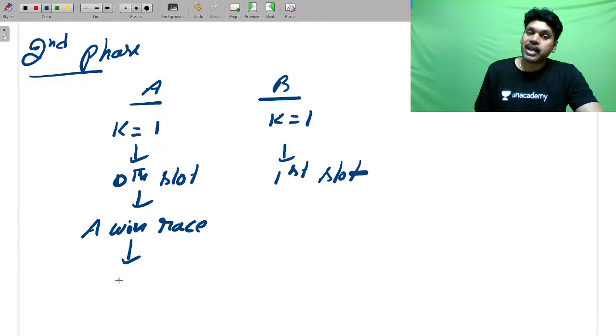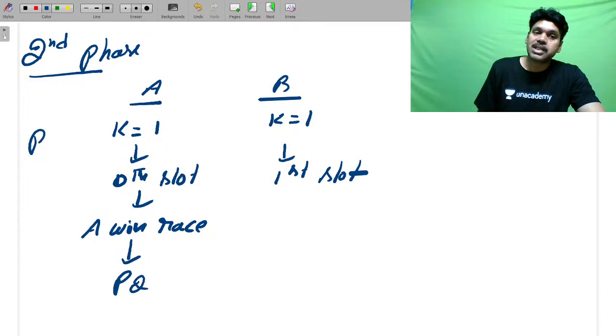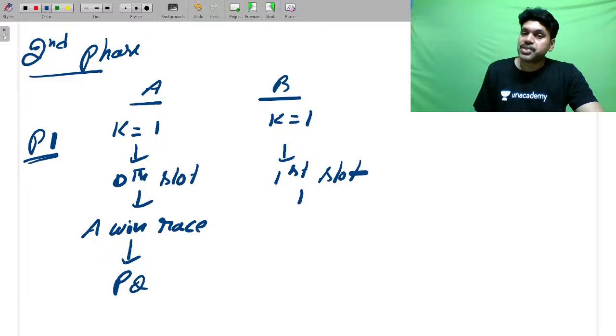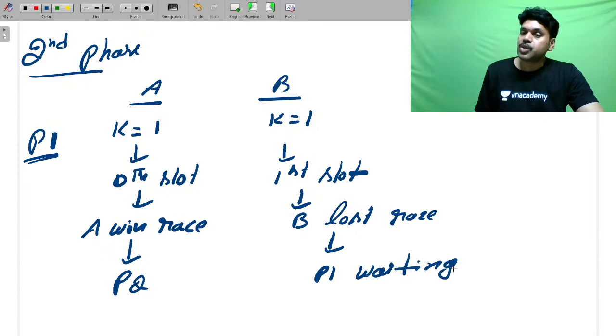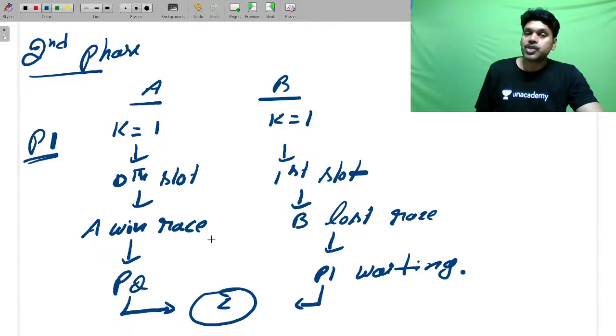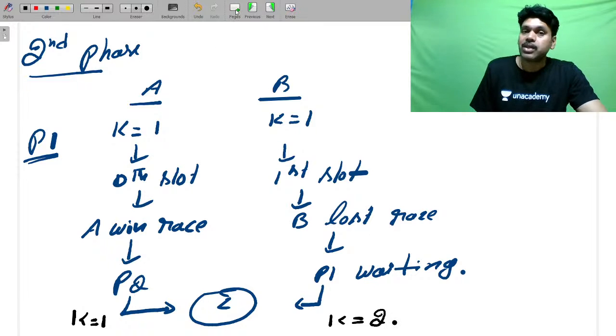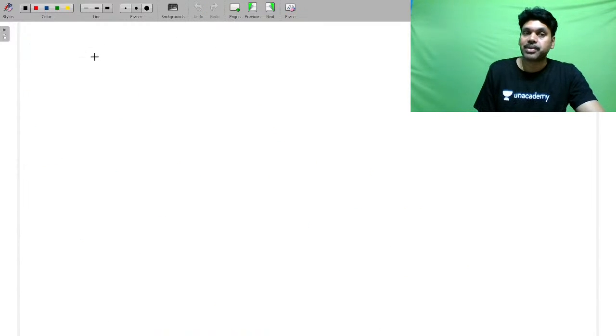Now, after that, again A is sending packet 2. This is about packet 1. And still, B lost the race because your waiting time is more than A's, and still P1 is under waiting. So the examiner is saying that this and this is under collision. So now you got the collision numbers. First time it is colliding and second time it is colliding. So what are A's and B's collision numbers?